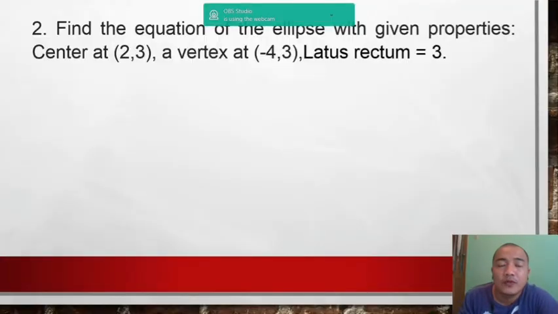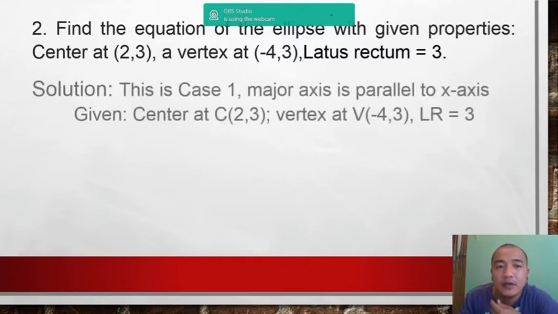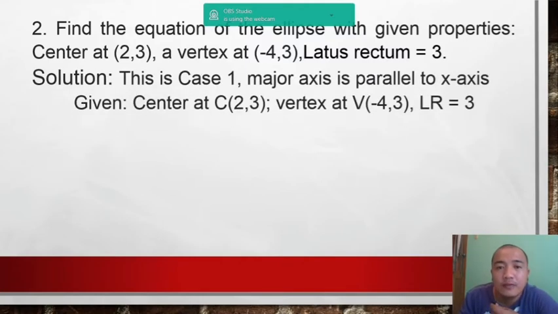Number 2. Find the equation of the ellipse with given properties. Center at (2, 3). A vertex at (-4, 3). And latus rectum equals 3. So, this is case 1. The major axis is parallel to the x-axis. Given center at (2, 3), vertex at (-4, 3), and the length of the lateral recta is equal to 3.